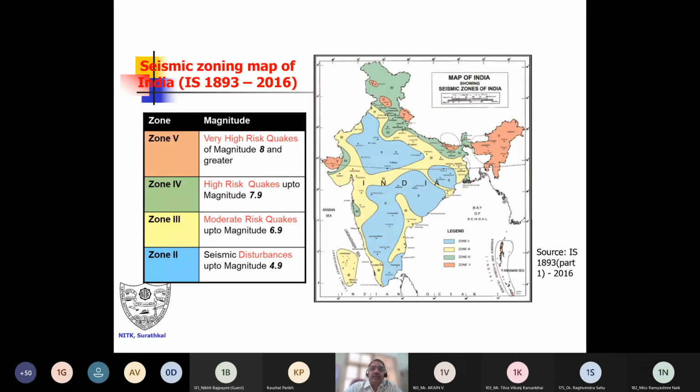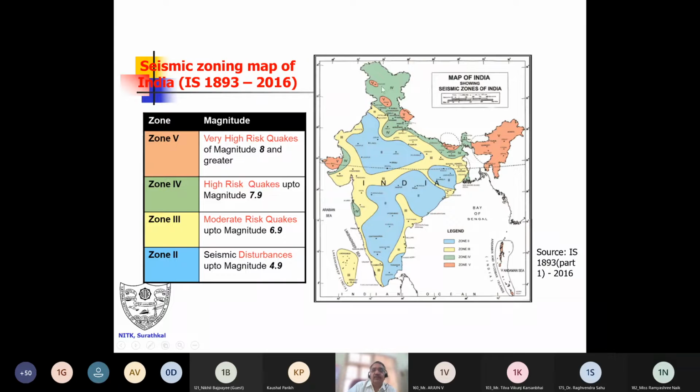If you look at the seismic zoning map of India, as per IS 1893-2016, our country is divided into 4 seismic zones, seismic zone 2 to 5. Earlier there were 5, but zone 1 was merged with zone 2 after the revision in 2002 after the Bhuj earthquake. So zone 5 indicates very high risk zone here: Kutch region, parts of Kashmir, and here, UP, Bihar, and the entire northeast. We can expect magnitude of 8 and greater.